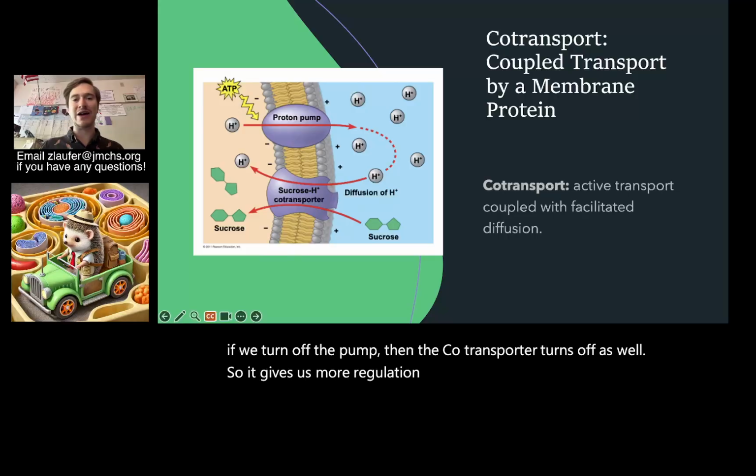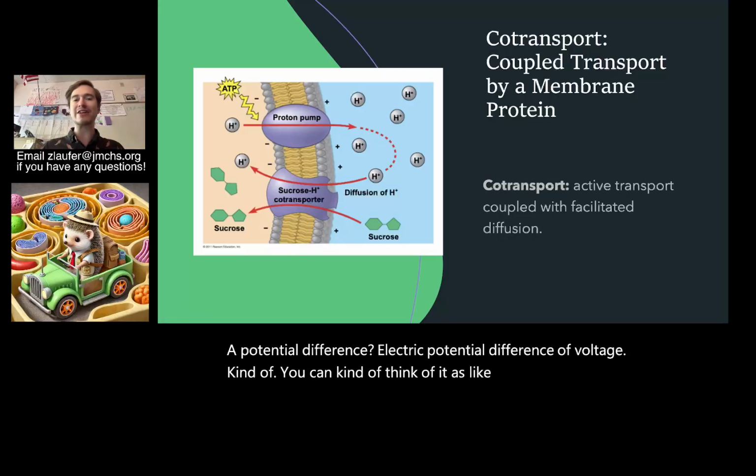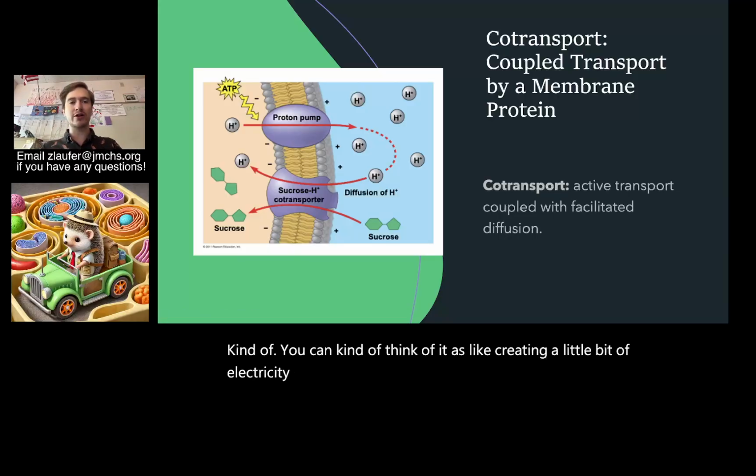It gives us more regulation. Also, it allows us to create a potential difference, an electric potential difference, or voltage. You can kind of think of it as creating a little bit of electricity, which we can use to do other kinds of work.